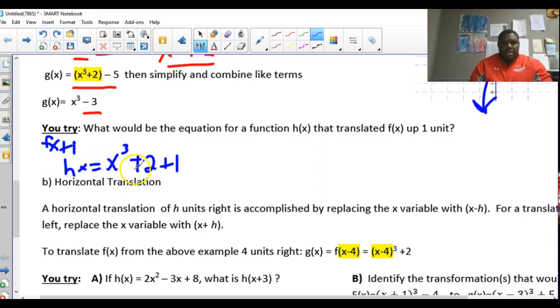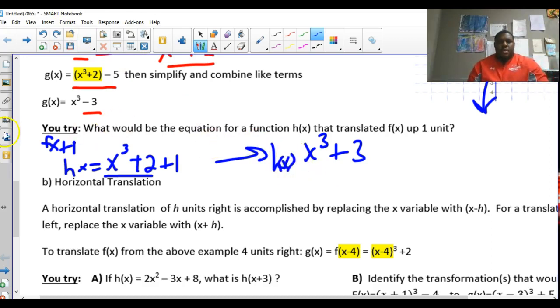All right, this is f of x. This is plus 1, up 1. So we end up with x cubed plus 3. This is our h of x function. All right, h of x. Man, my slate is tripping today. But h of x, okay? This is h of x.